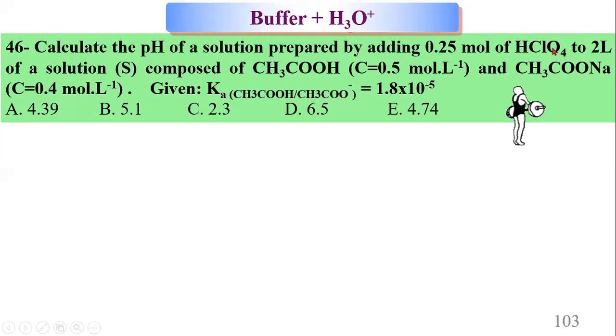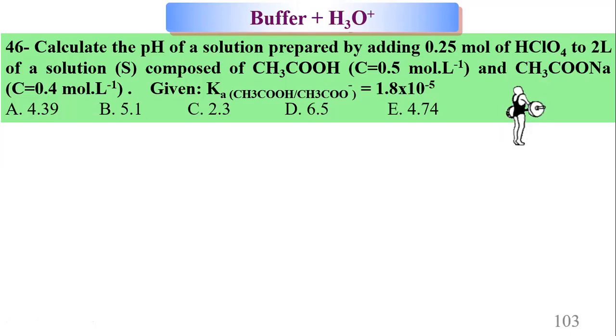Calculate the pH of a solution prepared by adding 0.25 mole of HClO4, which is called perchloric acid, to 2 liters of a solution composed of acetic acid, 0.5 molar, and sodium acetate, 0.4 molar. Now guys, from here on, anytime you see sodium acetate or a salt like this, simply split it up in your head. We don't have to write it down. In your head, it's split up, and that means I simply have the acetate ion in solution, which is the conjugate base of this weak acid.